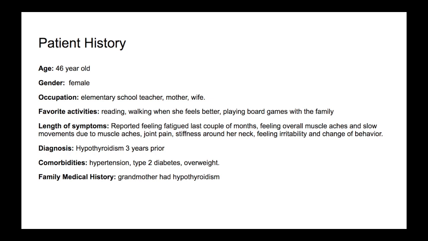She was diagnosed with hypothyroidism 3 years ago. Comorbidities include type 2 diabetes, hypertension, and she's currently overweight. Family medical history shows that her grandmother had hypothyroidism as well. Now, after hearing all those symptoms that our patient currently has, what disease do you think this is?